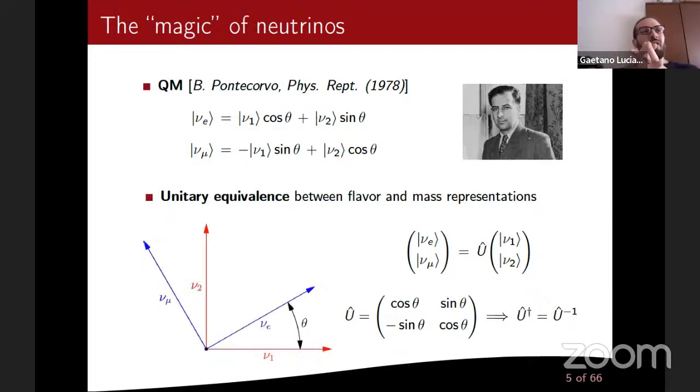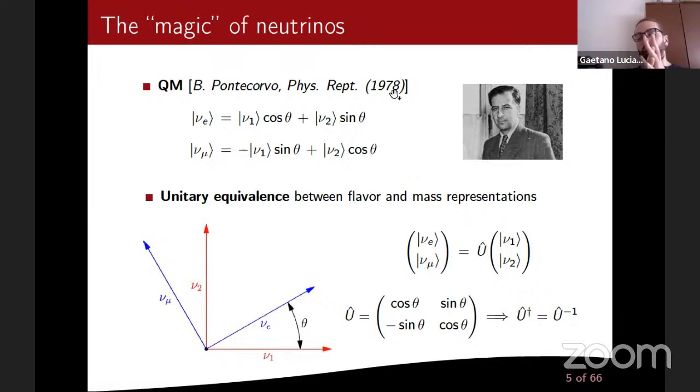We know that neutrinos are, in some sense, magic particles because they can change their flavor during the space-time evolution, during the space-time propagation. You can think of the flavor as a sort of internal quantum number of neutrinos, which characterizes the identity of these particles. The first approach to the theoretical study of neutrino mixing and the consequent phenomenon of neutrino oscillation was done by Pontecorvo in his work in 1978.